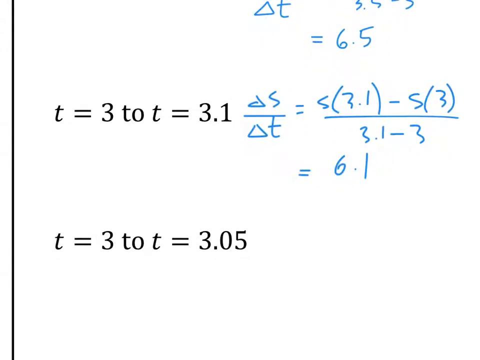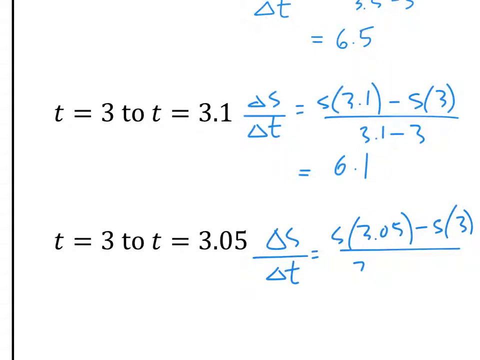3 to 3.05. Change in distance over change in time. Distance at 3.05 minus distance at 3 over 3.05 minus 3. So I'm getting closer and closer to 3 because I don't know what's going on at 3. I can't subtract itself, and I keep getting 0 over 0. So I'm going to try to create a little gap between 3 and something close to 3. That way I can calculate it.